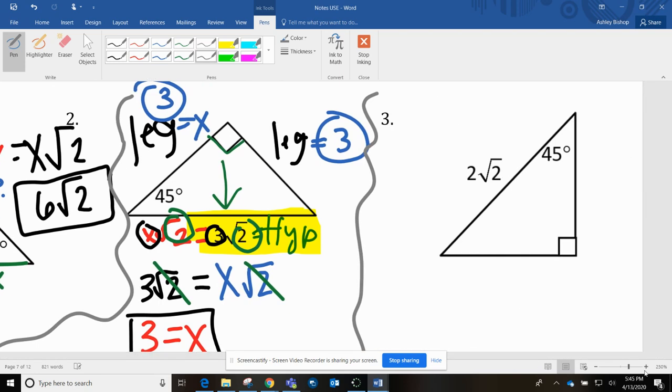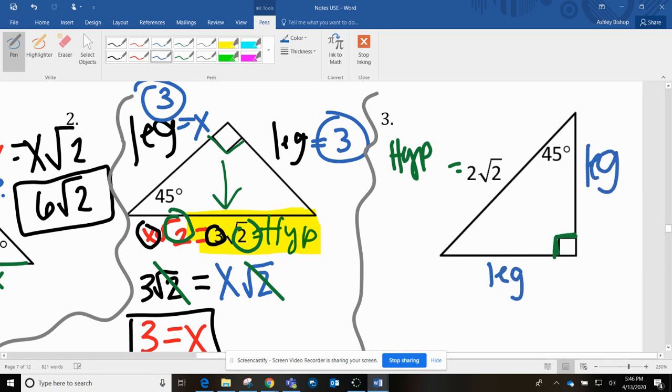Okay. So again, you want to label your 3 sides. My hypotenuse is across from my right angle. So here's my right angle, so this must be my hypotenuse. And then that must mean that this is a leg and this is a leg. Now you are going to want to find what you were given. The only side that we know something about is this side right here.